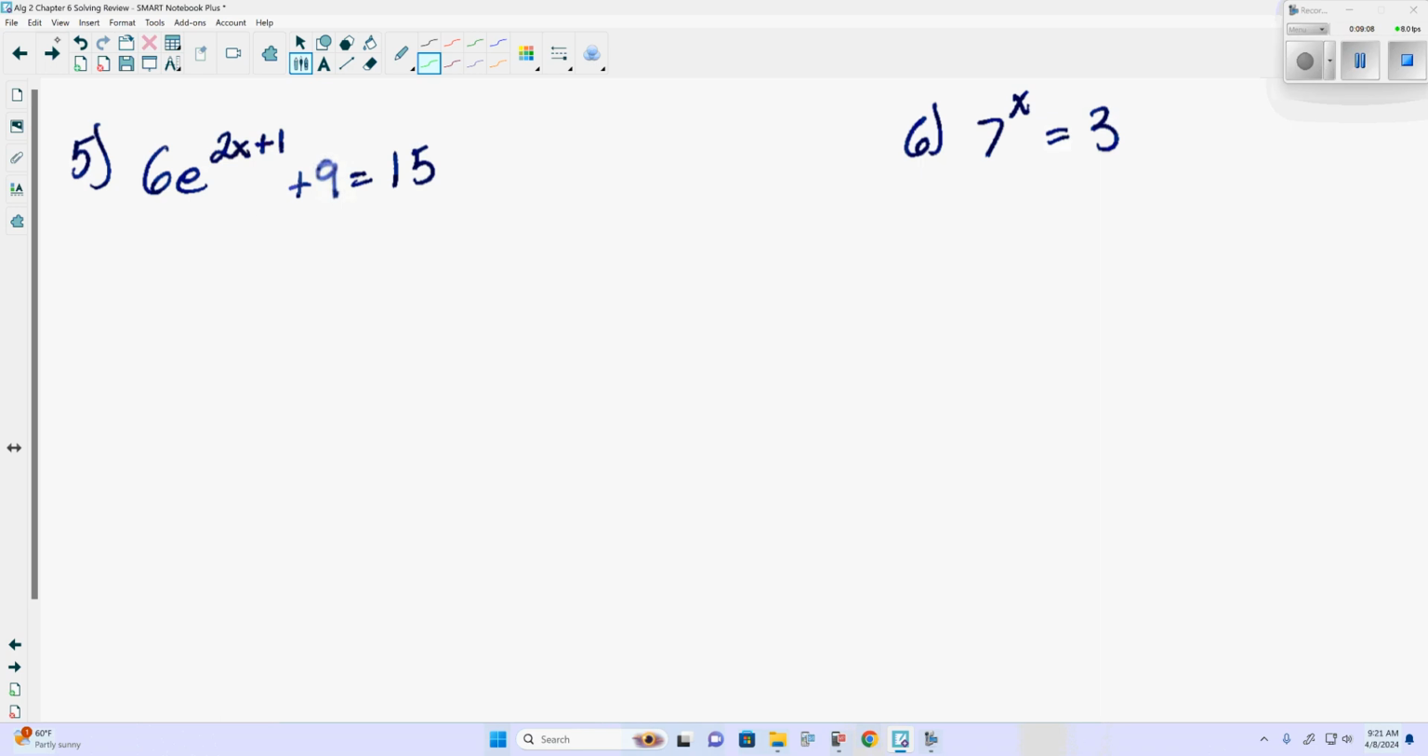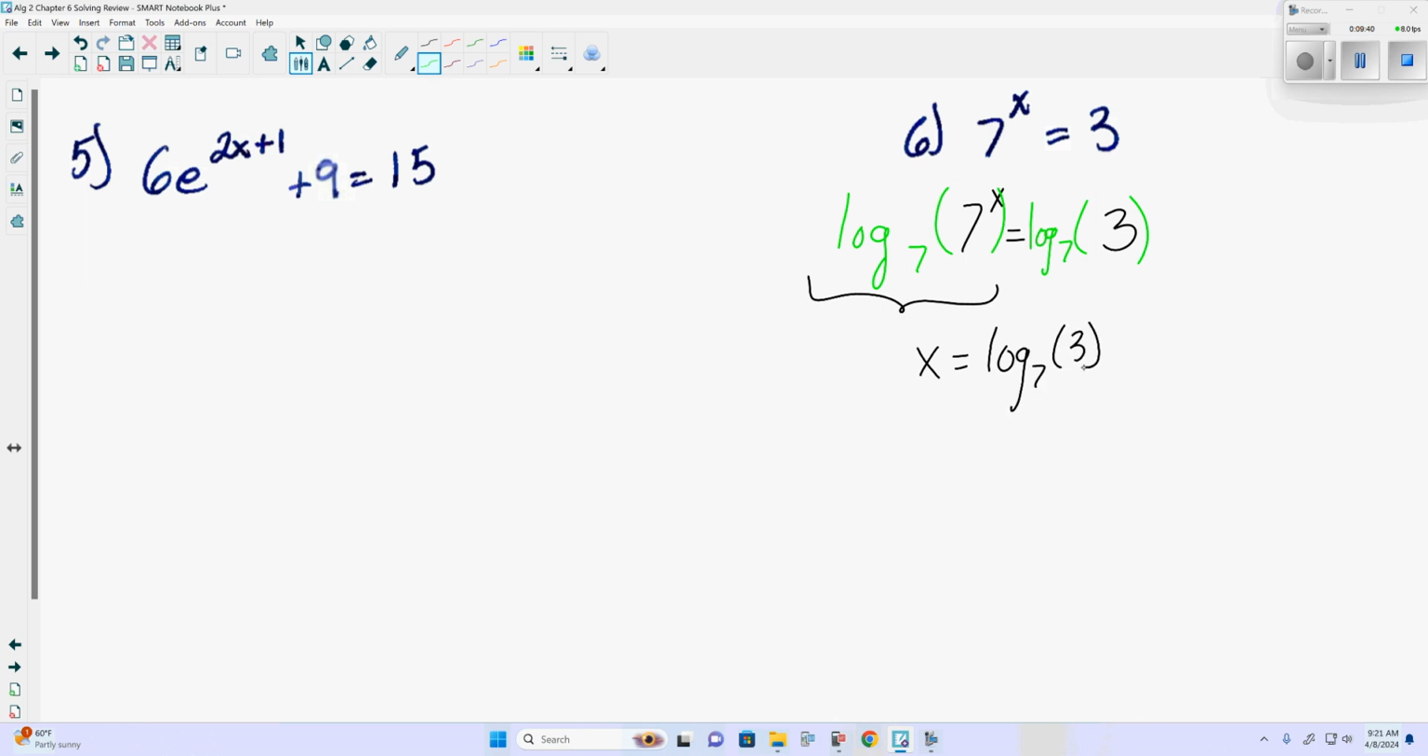I'm going to skip to number 6 real quick. Now our term with the variable in the exponent is already by itself, yes? What would I apply to both sides? Log base 7. And we do this because log base 7 of 7 to the x is x. On the other side, we have log base 7 of 3, yes? We're done.